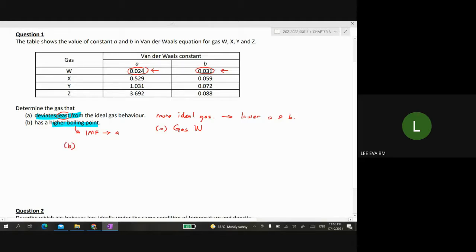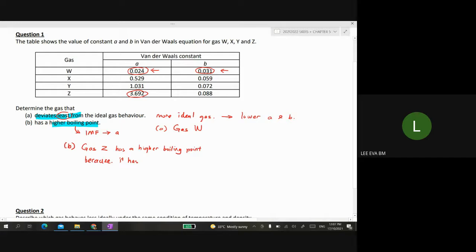Z. Over here. Okay, so let's try to write the explanation. So gas Z has a higher boiling point. What reason should we write? Boiling point because it has stronger intermolecular forces.